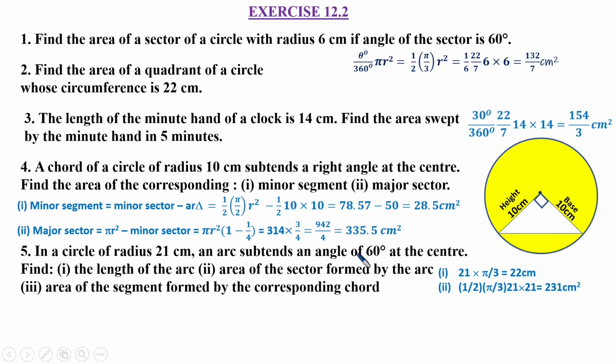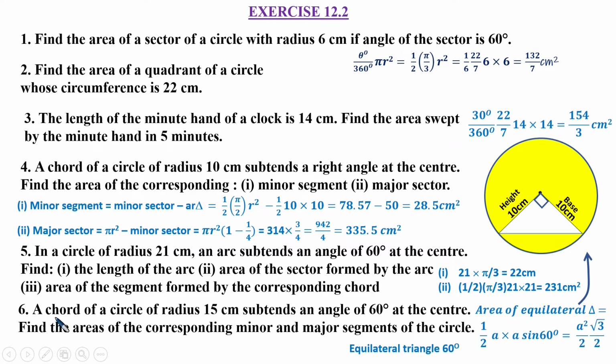So R into theta, that is R, that is 21 centimeter, pi by 2. This is the length of the arc. Area of the sector will be half of theta r square, here I have written half of pi by 3 r into r. And the area of the segment formed by the corresponding chord. So similarly, do whatever we have done here for this third point also.